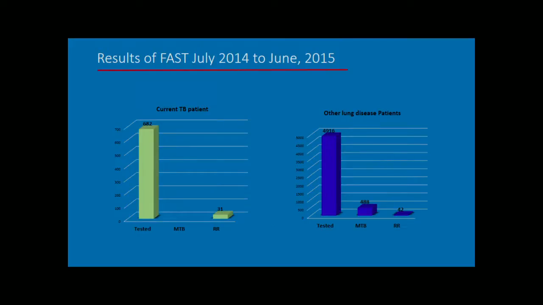These are the results of FAST from July 2014 to June 2015. Although we started in 2013, that was a pilot, and the pilot data result is separate. This is the altogether result after scaling up to the three facilities. As I said, there are two groups, non-TB and TB. Among current TB patients, we tested 682 patients' sputum and found 31 rifampicin-resistant patients. Among other lung disease patients, we tested 4,916 patients' sputum and found 488 TB patients and 42 rifampicin resistance.